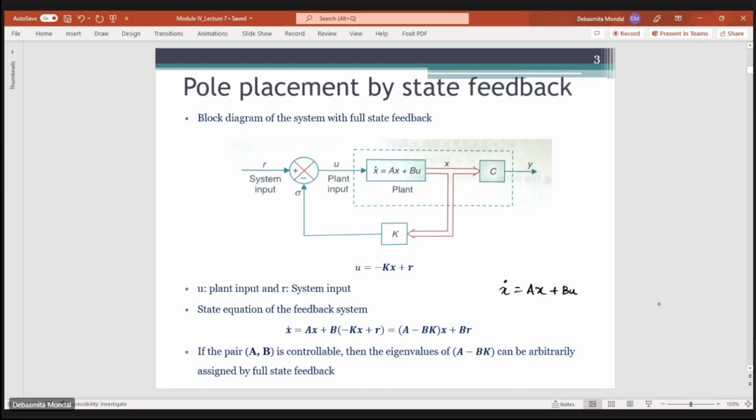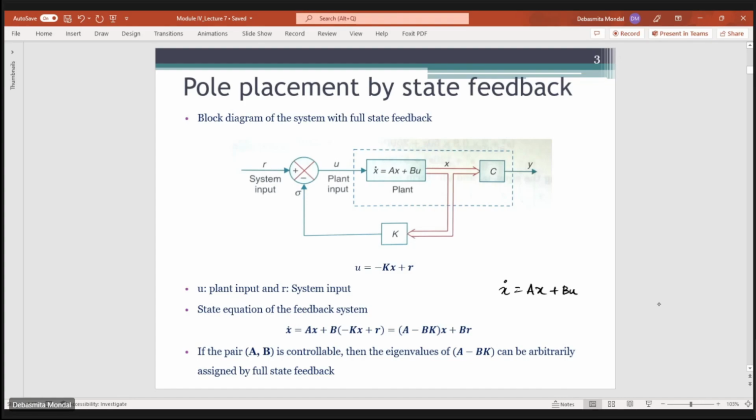So we are taking the state variables, and the state variables will act as an input to the feedback sensor, and the gain of the feedback sensor is given by K. The output of this feedback sensor is fed back to the system input, and accordingly you get an error signal which is given by U, which is fed back to the plant. For the plant, the state equation is given by x dot is equal to Ax plus Bu. U is basically the plant input, and R is the system input, the input which is actually provided to your system.